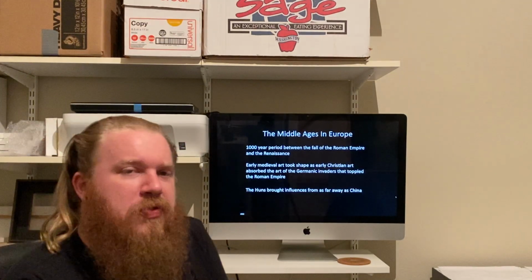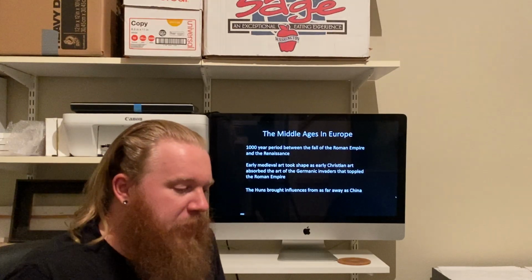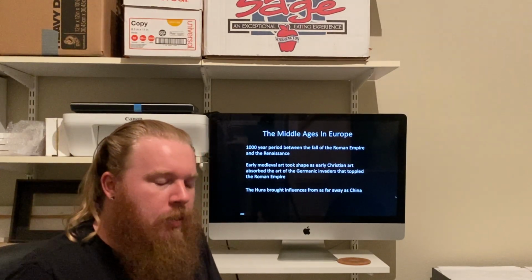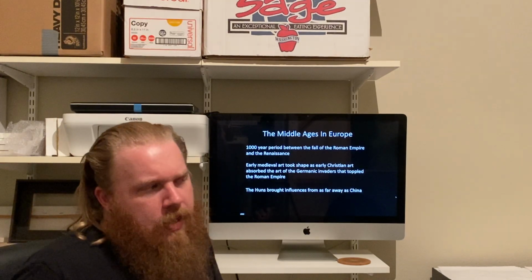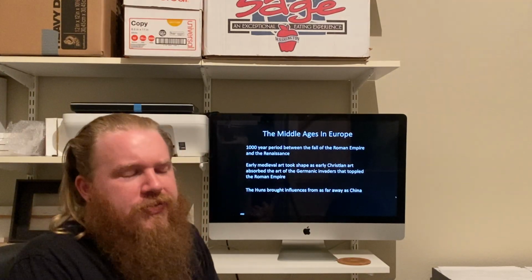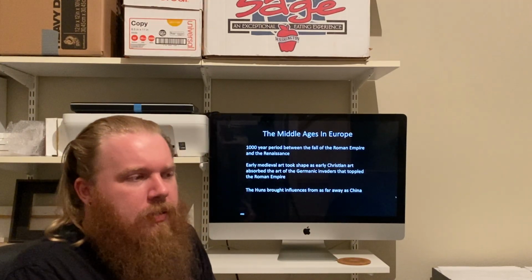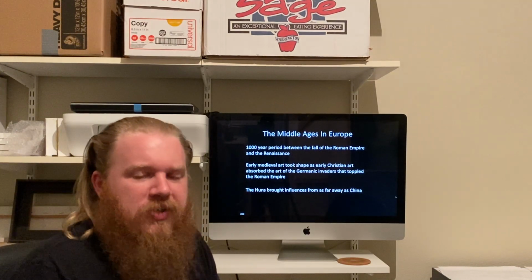So that brings us to the Middle Ages in Europe. So this is referring to a roughly 1,000-year period between the fall of the Roman Empire and the beginning of the Renaissance. Now we typically think of this period as being the Dark Ages, and there are certainly dark aspects of it, but it's not really as dark as we tend to think of.